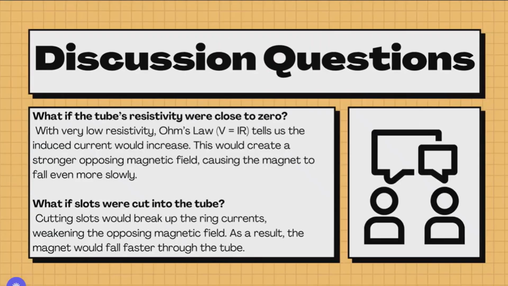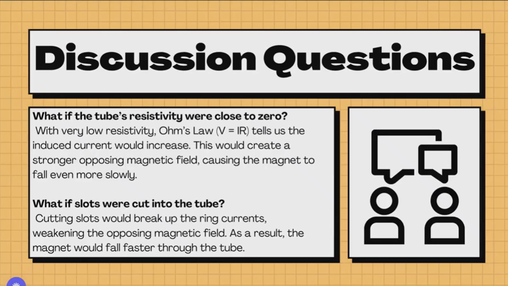Some discussion questions. What if the tube's resistivity were close to 0? With very low resistivity, Ohm's law, which states that voltage equals the current times the resistance, tells us that induced current would increase. So this would create a stronger opposing magnetic field, which would cause the magnet to fall even more slowly.